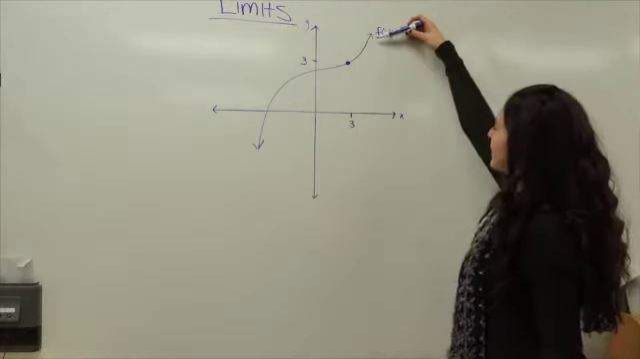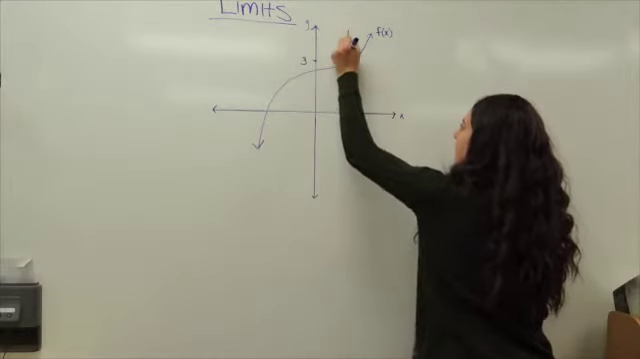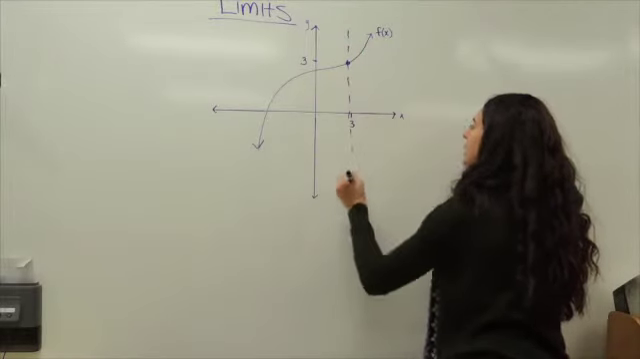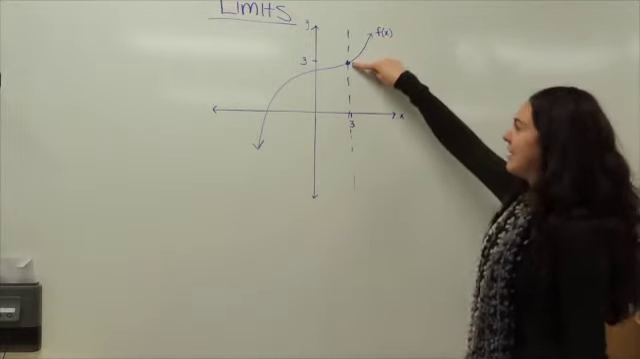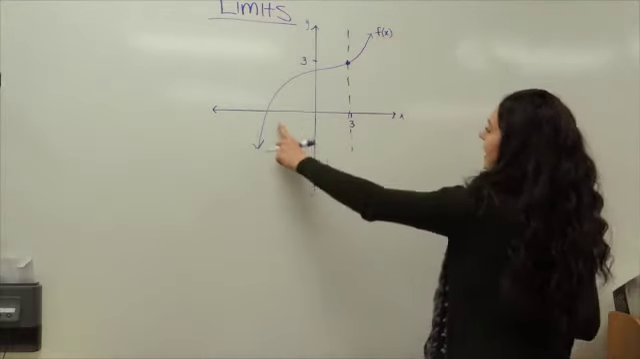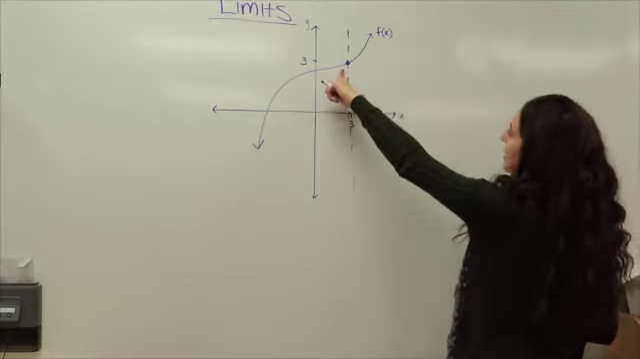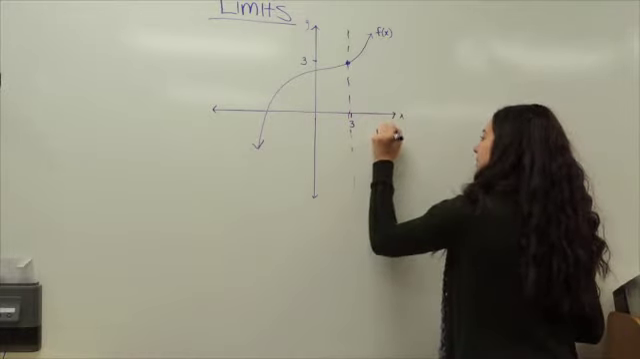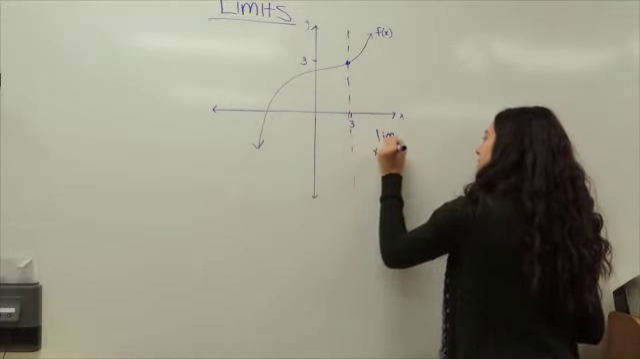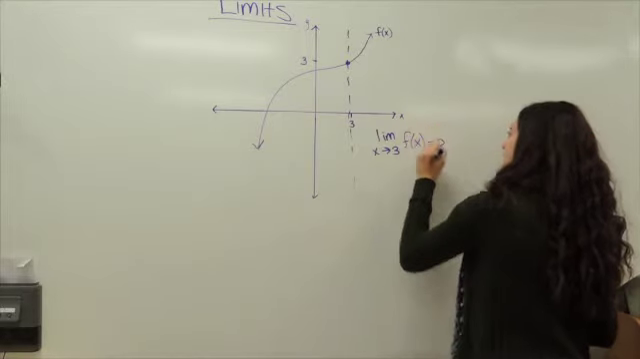So look at the function. When you approach the value 3, as you approach that x value from the right, you can see that you're approaching the y value of 3. And then if you approach it from the left, you can see that you're also approaching the y value of 3. So for this function, the limit as x approaches 3 of f of x is going to equal 3.